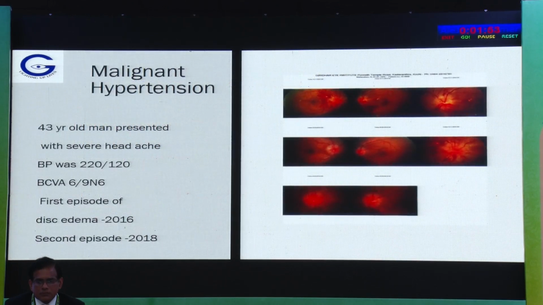This is a patient, a 43-year-old man who came to us with severe headache. He had 2 episodes of bilateral disc edema, recurrent disc edema. When BP was checked, it was 220/120. So this is a case of malignant hypertension.